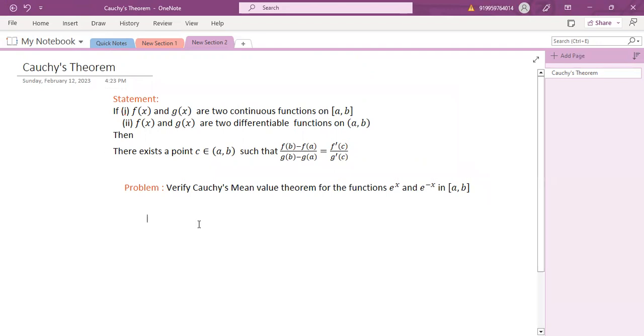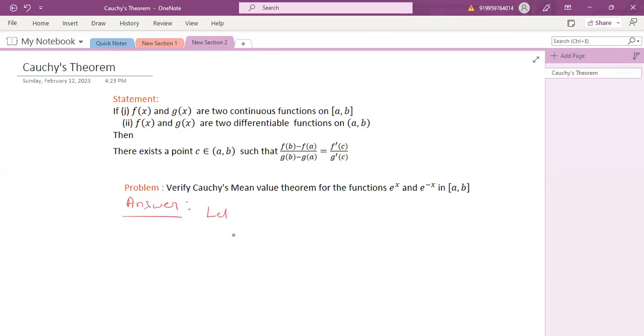Proof, or answer. We use the word proof because if it is a theorem, generally we use proof. If it is a problem, we usually call it an answer or solution. So, answer or solution.